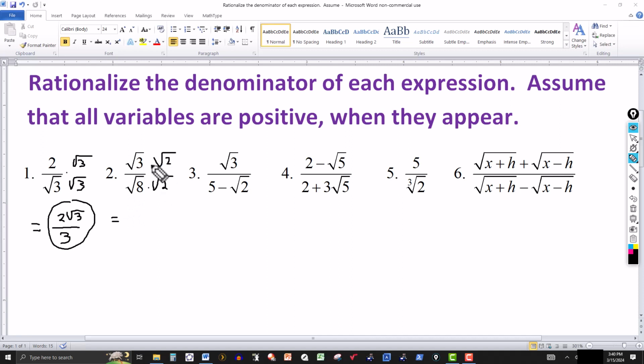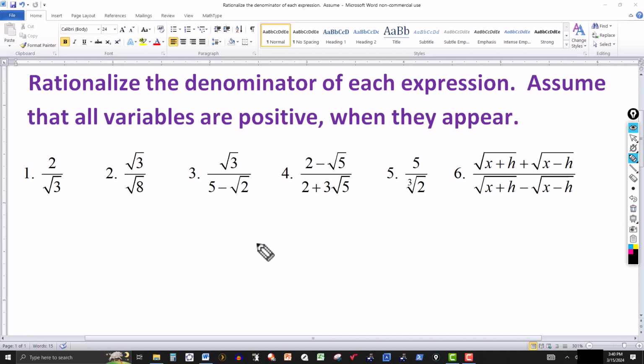So the square root of 3 times the square root of 2 is the square root of 6. And for the square root of 8, both under the radical, so you just multiply them: 8 times 2. The square root of 8 times the square root of 2 is the square root of 16. The square root of 16 is 4. So I get the final answer for this one, square root of 6 over 4.